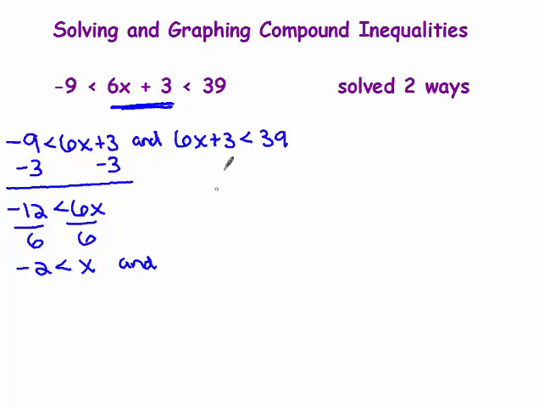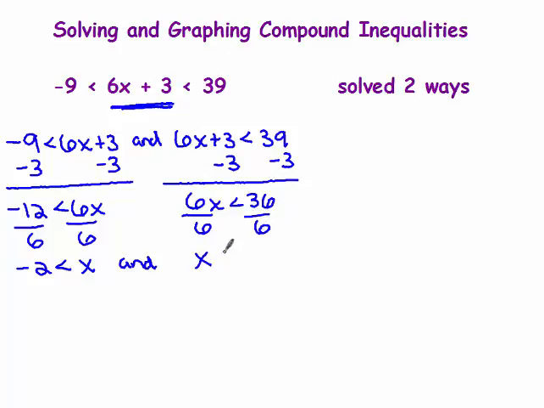And -3 on both sides. You get 6x is less than 36. Divided by 6, you get x is less than 6. So here is my answer. We will graph it in a second.